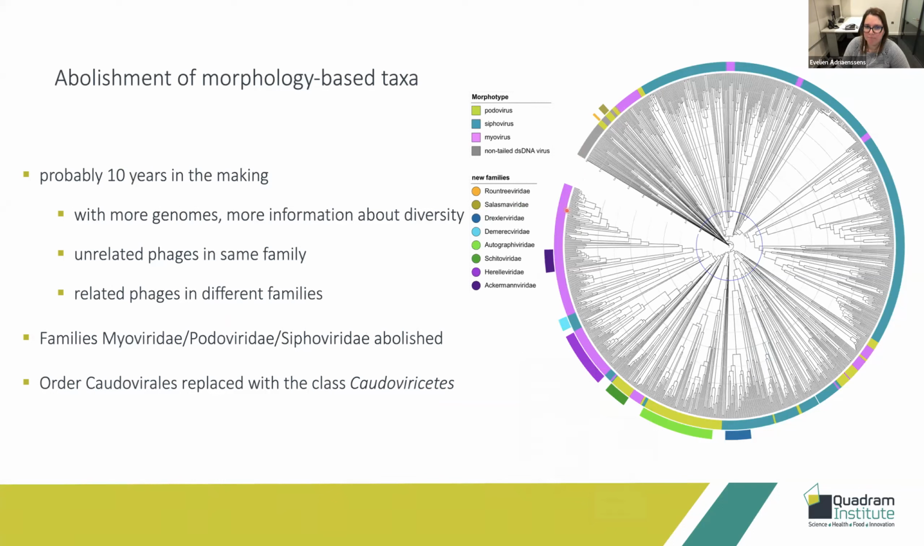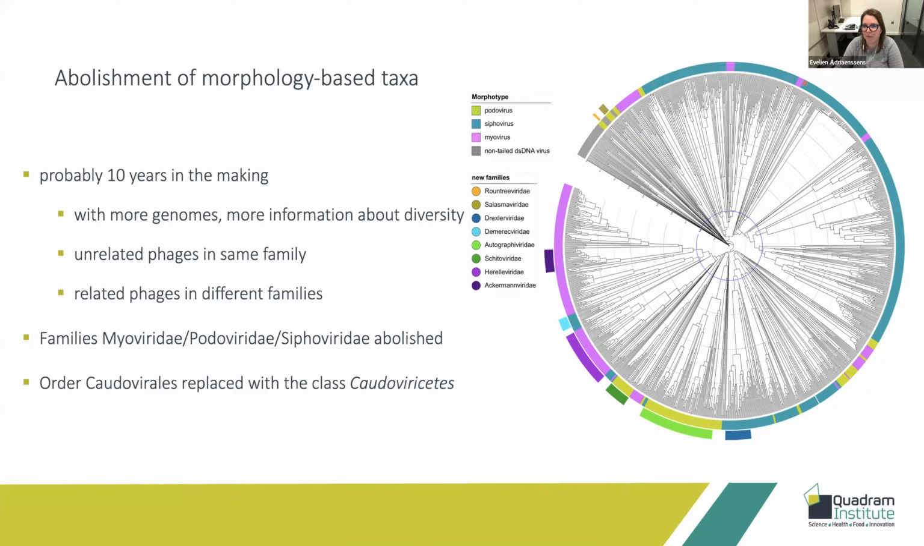So the inner ring is, in this case, the morphotype being either podovirus, siphovirus, or myovirus. And the outer ring was the situation before 2021, when this paper was published, where we had a couple of genome-based families that we created. And then you can see one of the things that happened, and we've been talking about this for over 10 years as a community, that with more genome sequence, we have more information about genomic diversity.